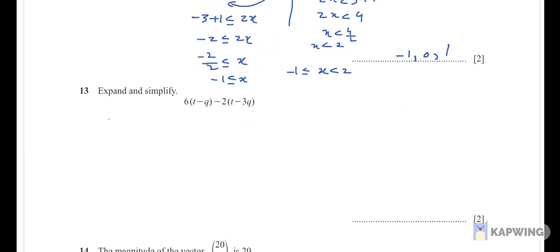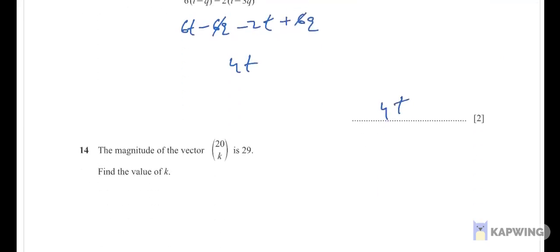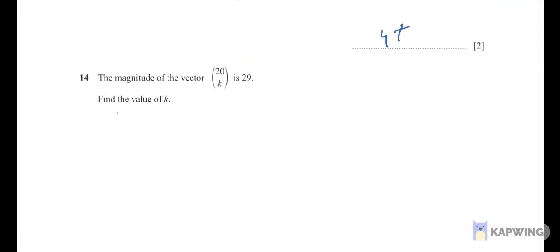Number 13, expand and simplify. Very simple question. 6 into t is 6t, minus 6 into q will be 6q, minus 2t, and minus and minus will become plus 6q. So they will cancel. 6t minus 2t will be 4t. So 4t is our answer for this one.